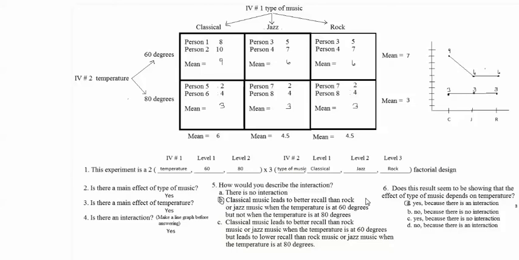So it's answer B. And the effect of type of music does depend on temperature, because classical music leads to better performance than jazz or rock, but only when it's 60 degrees. If it's 80 degrees, that's not true anymore. So the effect of the music does depend on temperature in this data set.